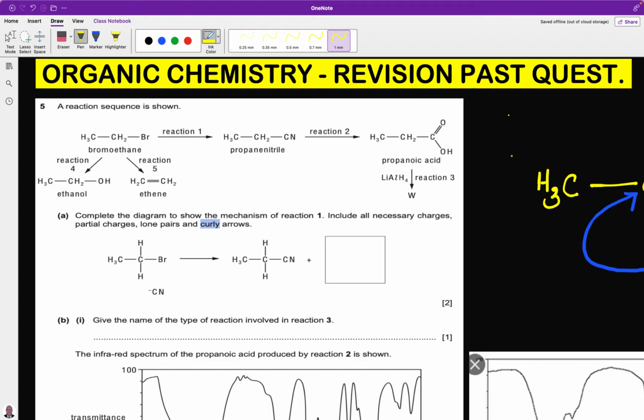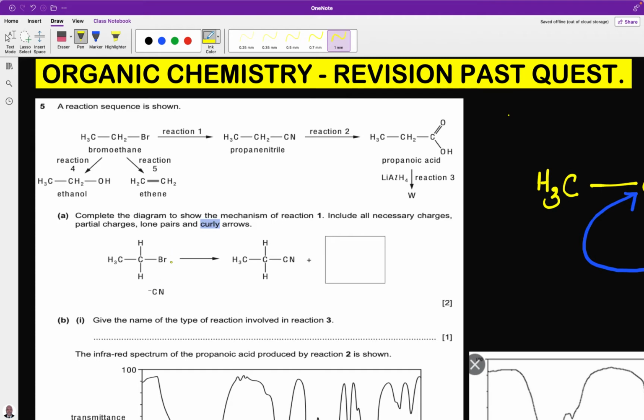In this mechanism, for the purpose of revision, you should remember that this is a one-step reaction because there is bond formation with the nucleophile, which is the cyanide, and there is heterolytic bond breaking with the halogen, which is the bromine, taking place at the same time. You should also remember that there is no carbocation in an SN2 mechanism.